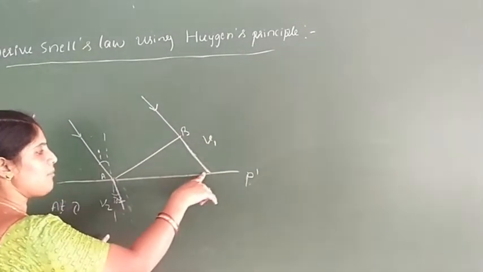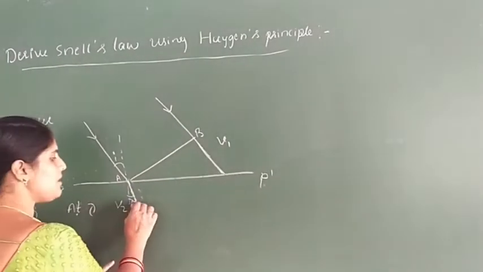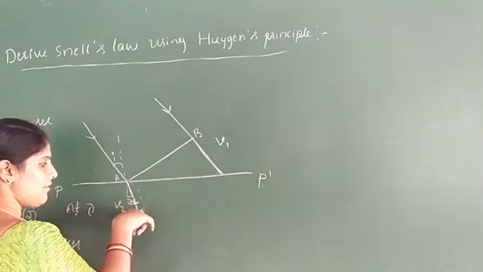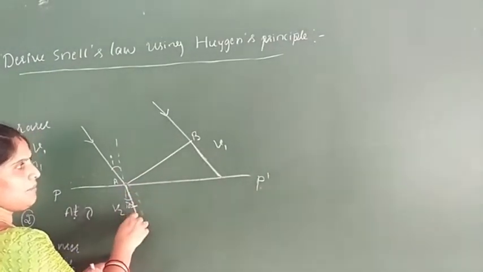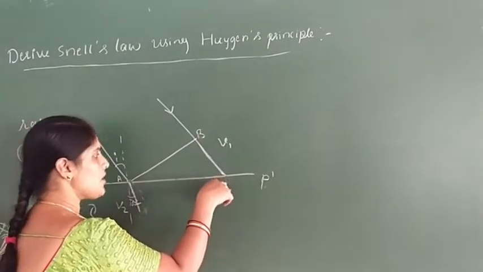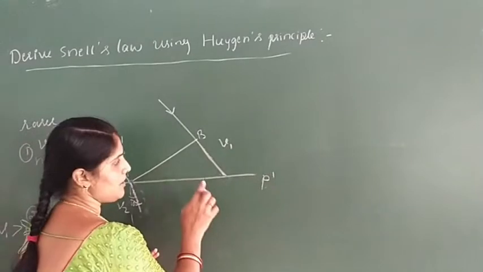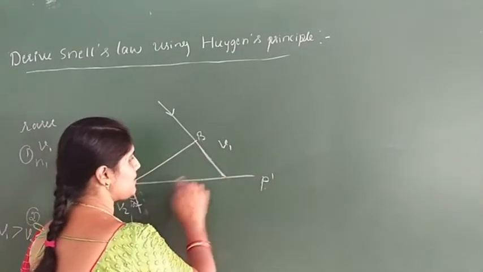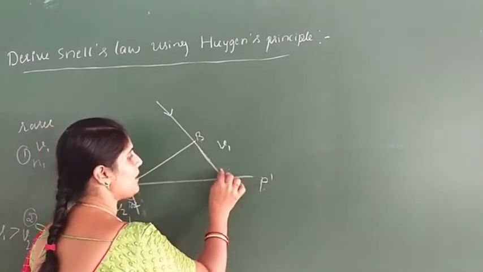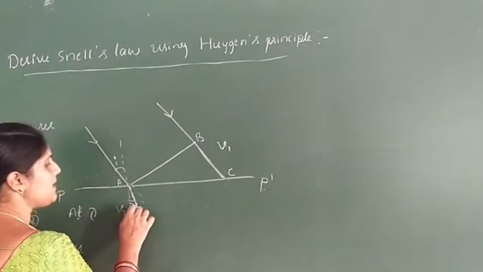It is very important from the point of view of the exam. This is the distance traveled by the left edge of the ray in the second medium, and this is the distance traveled by the right edge of the ray in the first medium. These two travel in the same interval of time. Let us call this point C, and let us call this point E.